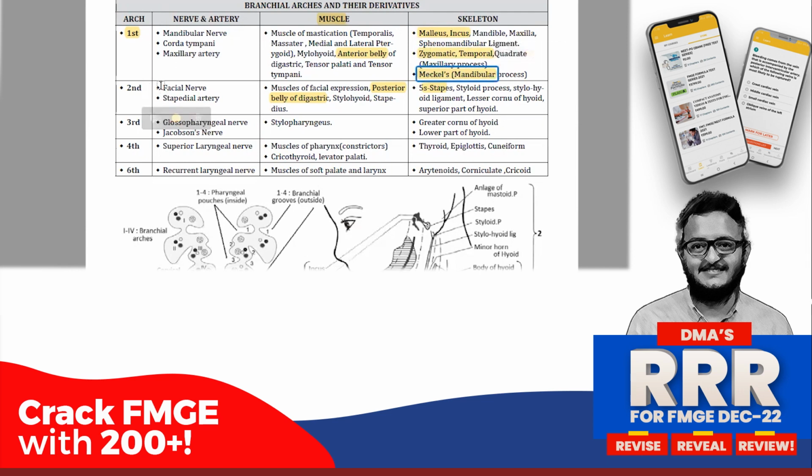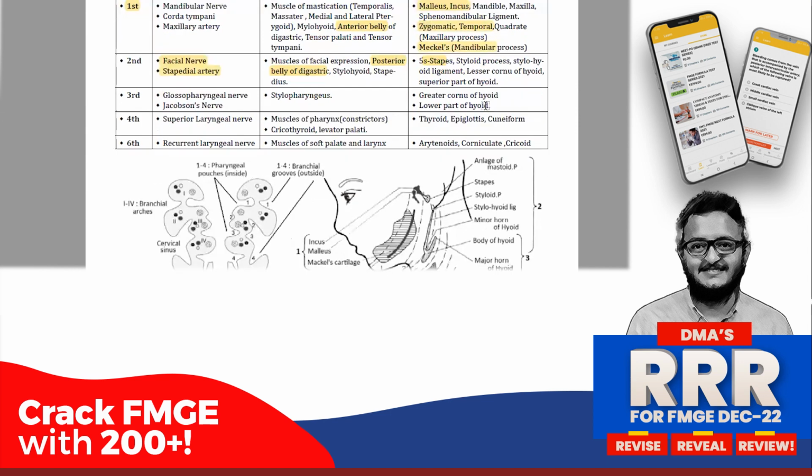About the second arch, basically it is the facial nerve and the stapedial artery. See, stapedial artery: you remember second as S, second is S, right? So everything starts with S. Look over here: stapes, styloid process, stylohyoid ligament, lesser cornu of hyoid, and the superior part of hyoid. Okay, everything related to S. Stylohyoid muscle also, stapedius muscle also, stapes also. Everything is S over here.